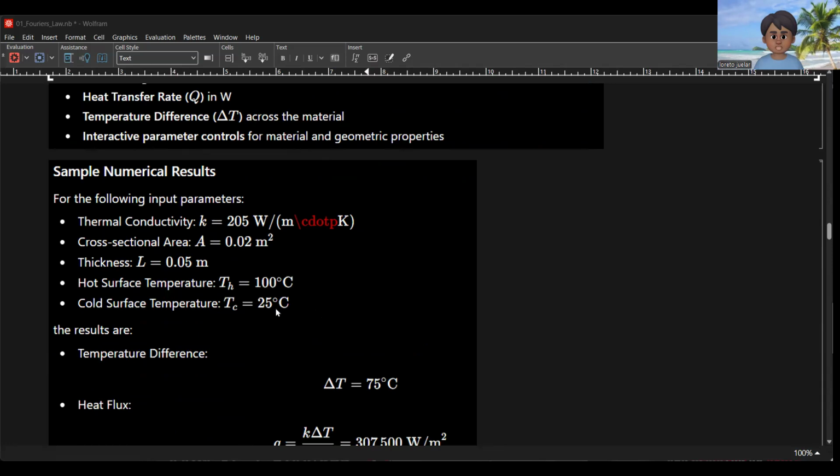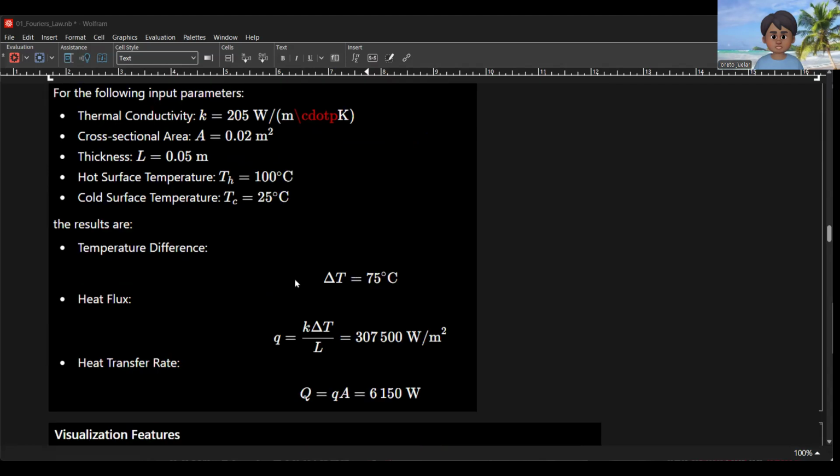Now the sample numerical result here for the following input parameters. Given here is thermal conductivity, K equal to 205 watts per meter Kelvin. Cross-sectional area equal to 0.02 meter squared. Thickness equal to 0.05 meter. Hot surface temperature 100 degrees Celsius. And cold surface temperature is 25 degrees Celsius.